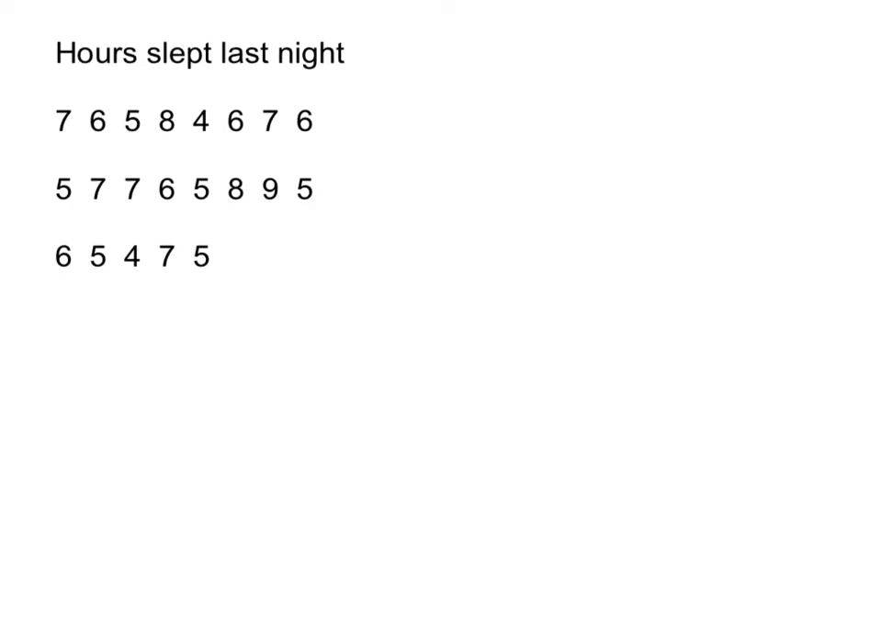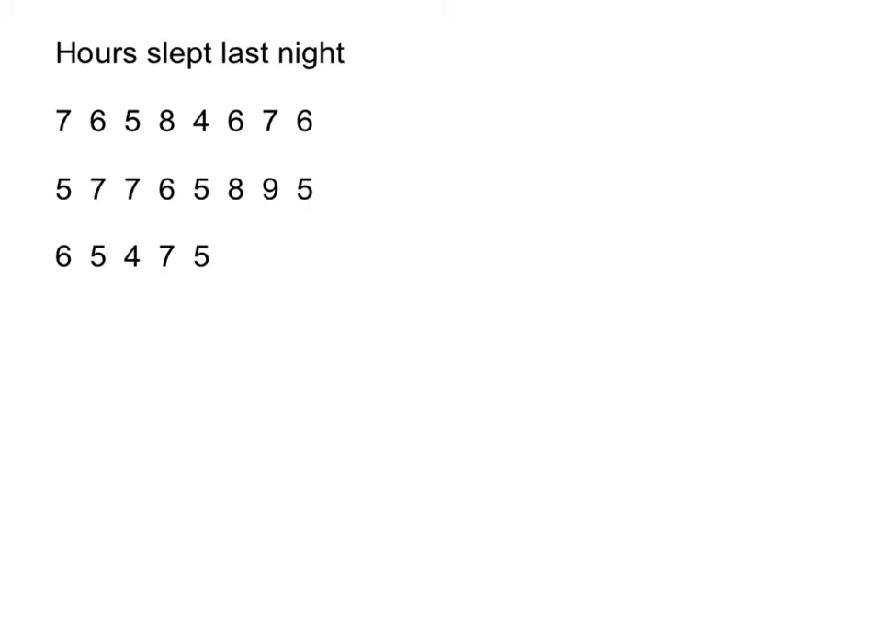Suppose you have this set of data on the number of hours slept last night, and you want to create a visual for this set of data. Because you have a relatively few number of data points, and they do not take a very large span of values, a dot plot would be a perfect display.